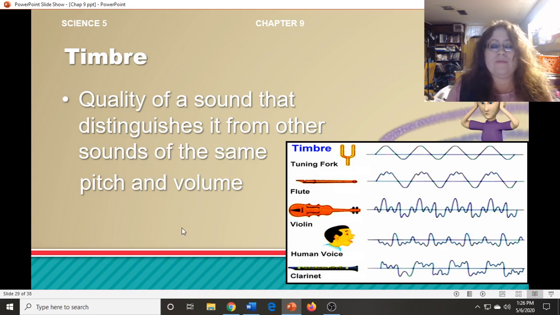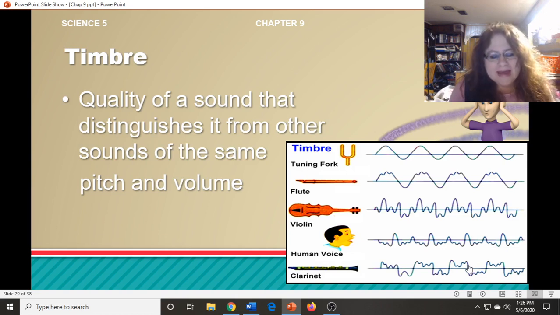So, if you're in band or orchestra, if everybody's playing the same song and the same notes, you know that it doesn't sound the same. When the flute plays a song and when the clarinet plays a song, it sounds different. Timbre is the quality of the sound that distinguishes it from other sounds that are playing the same thing. So it shows you here how the different waves look. It's the same song, but the quality of the sound is very different depending on what the instrument is.